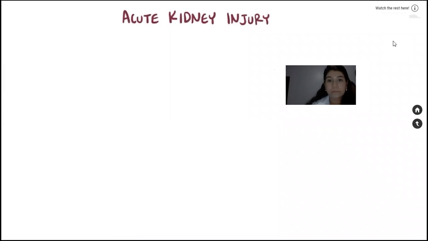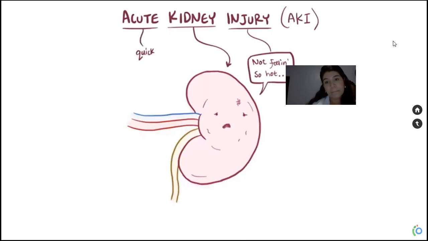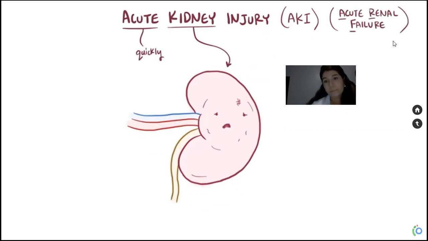Acute kidney injury, or AKI, is when the kidneys are not functioning at 100%, and that decrease in function usually develops relatively quickly, typically over the course of a few days. Actually, AKI used to be known as acute renal failure, or ARF, but AKI is a broader term that also includes subtle decreases in kidney function.